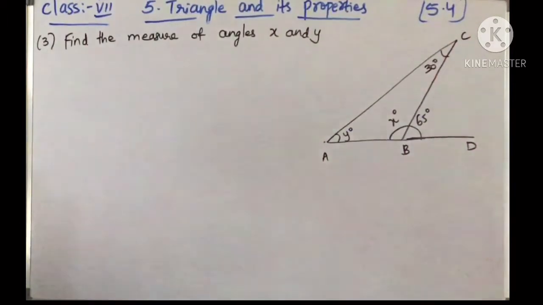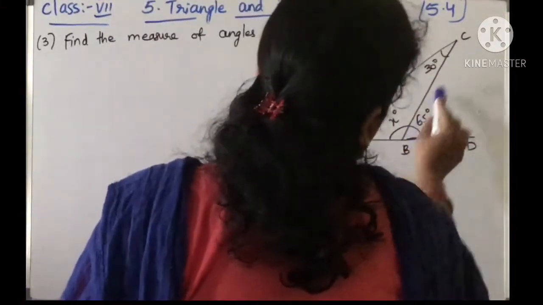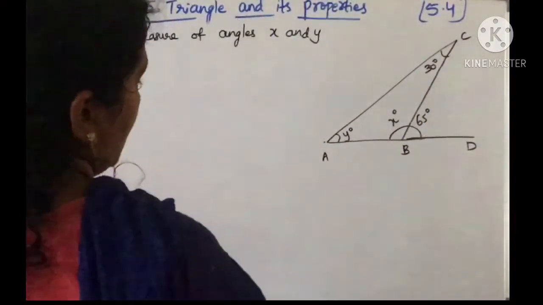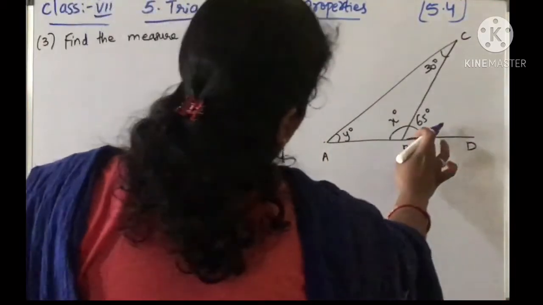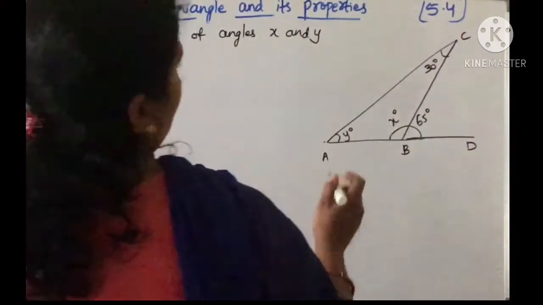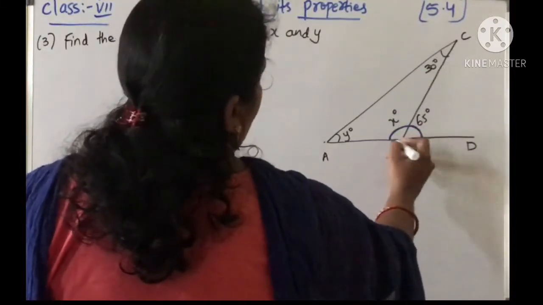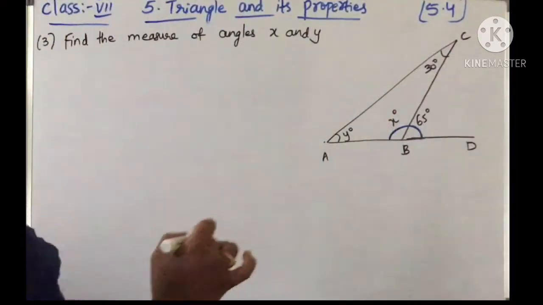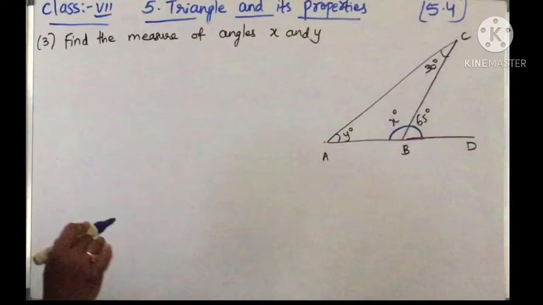Coming to the third question, children. Find the measure of angles x and y. See this figure. Here ABC is a triangle and angle CBD is the exterior angle formed. Here they are asking you to find the values of x and y. Using the exterior angle property, which is the sum of two interior opposite angles, we can find the y value. And what about these two, children? These are adjacent angles on a straight line. The sum of two adjacent angles on a straight line is 180 degrees. This is called the linear pair.